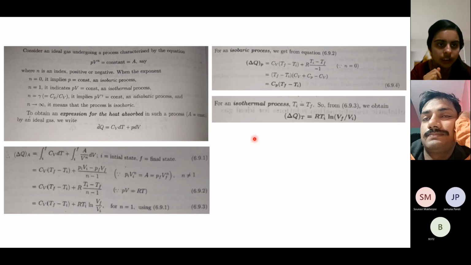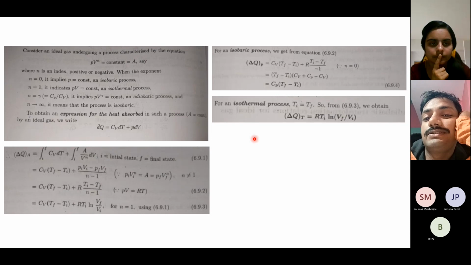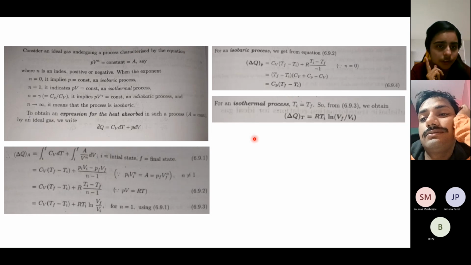Now, what happens if we have an isochoric process, where the volume is constant? How do we proceed with that? That means the Vf upon Vi term goes to zero, I think. Which term? This term, RT ln Vf upon Vi.